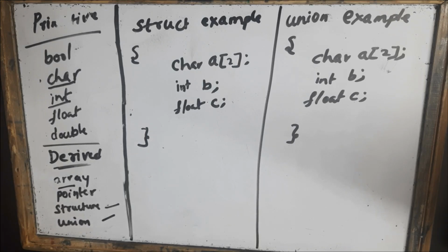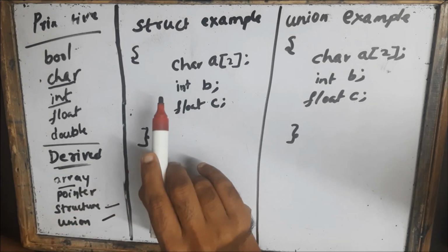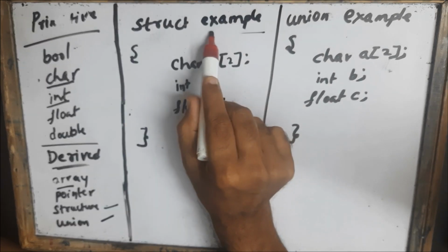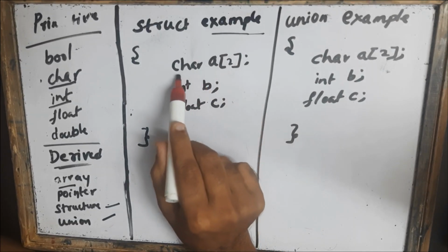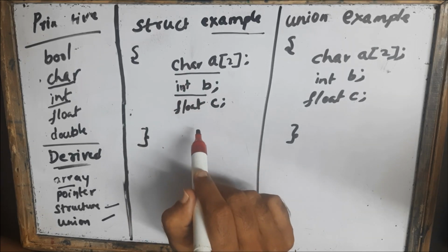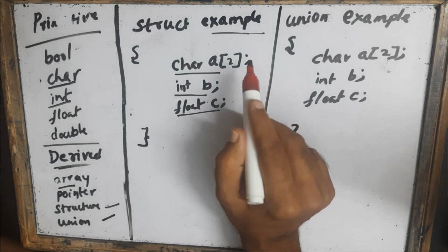In this chapter, let's understand about union, how union works. Before union, let's take one example for a struct. Okay, so we have a struct example. In this example, we have a character array and the int b and the float c.